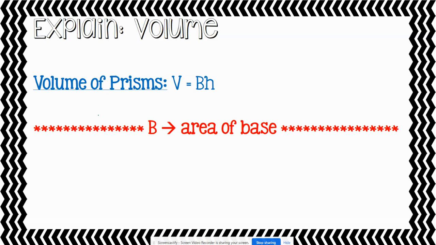Now, what's important about this is that when we say height of the prism, you need to know that the height of the prism is the distance between the two bases, because remember that a prism always has two bases.